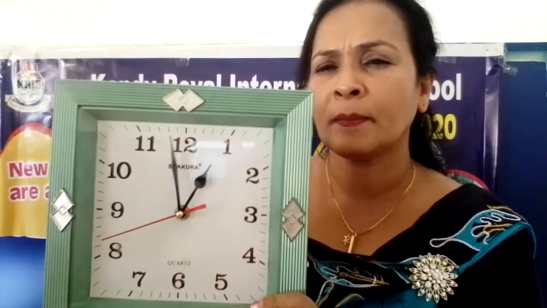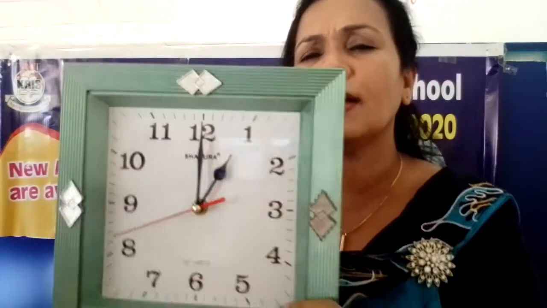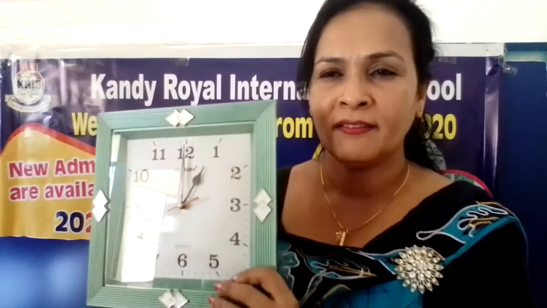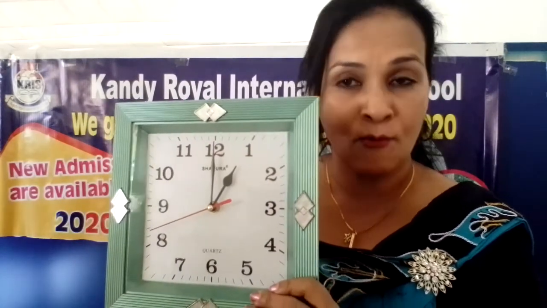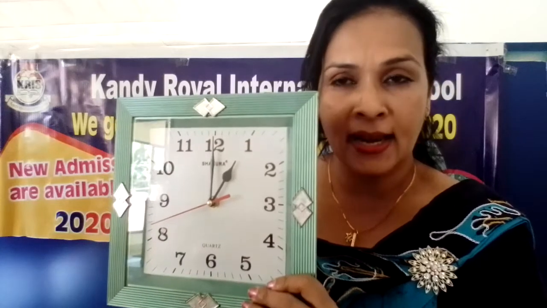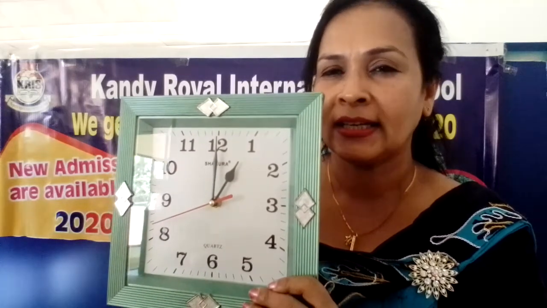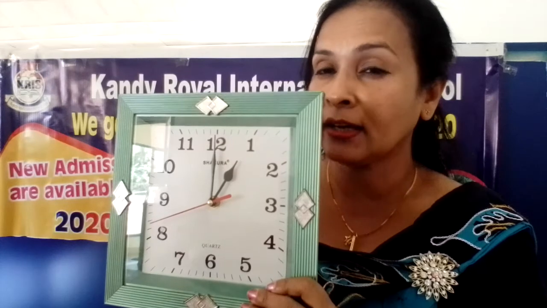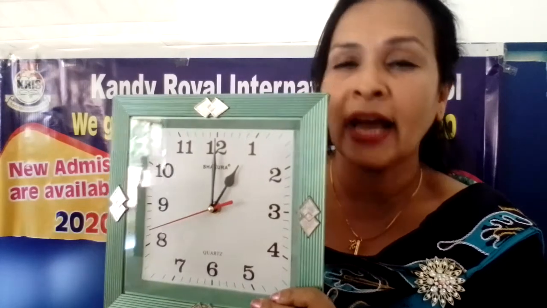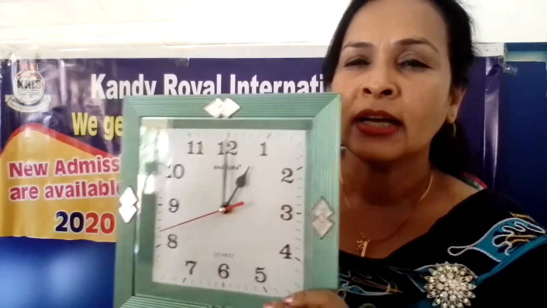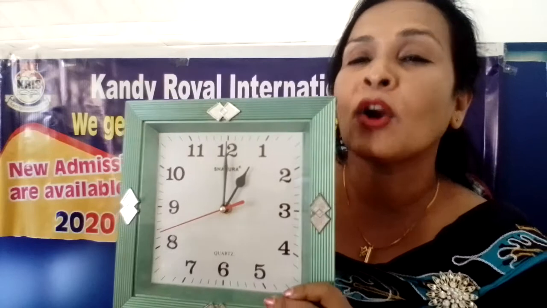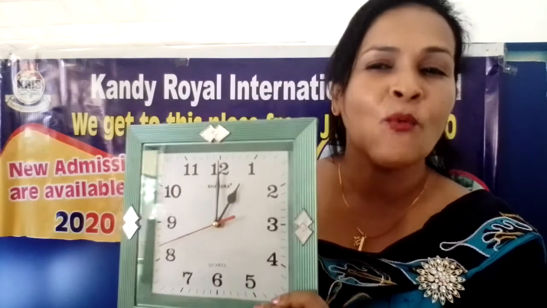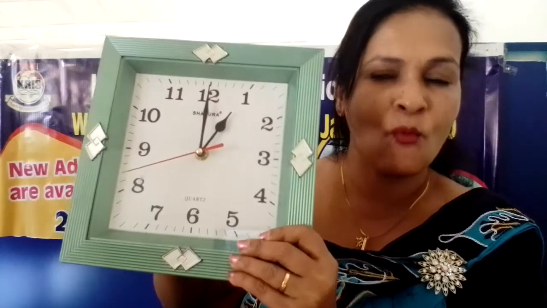Now see, can you see where the short hand is? The short hand is near number 1, but the long hand is near number 12. We should think about where the short hand is. Where is the short hand now? Near number 1. Then we can say, what's the time now? 1 o'clock.